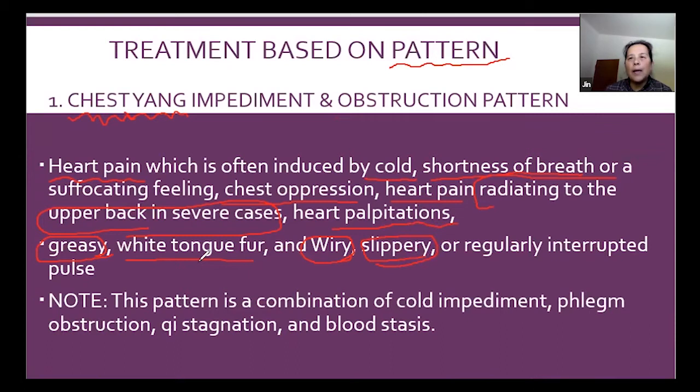Or in some cases, it can have a regular or maybe irregular kind of heartbeat, a kind of pulse. So we're talking about the regular interrupted pulse. Interrupted here means they stop in the regular pace, like jumping 2 times, stopping once, then jumping another 2 times, then stopping once. So that kind of pulse. But generally, that's the pulse when heart function is damaged.